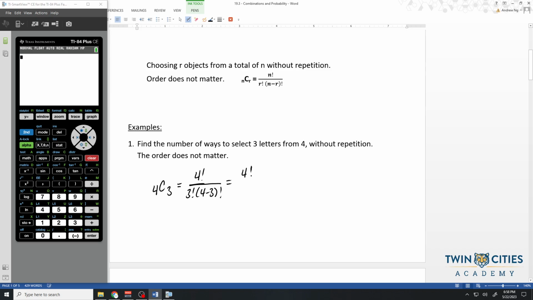Well, this is 4 factorial over 3 factorial, 1 factorial, which is 4 times 3 times 2 times 1 on top. The bottom part, I've got 3 times 2 times 1, and then times another 1, this 1 factorial. Let's divide out what we can. 3s, 2s, one of these 1s, and we see, just as we saw earlier, we've got 4 over 1 or 4 left. So there are 4 ways to choose 3 letters from 4 without repetition.